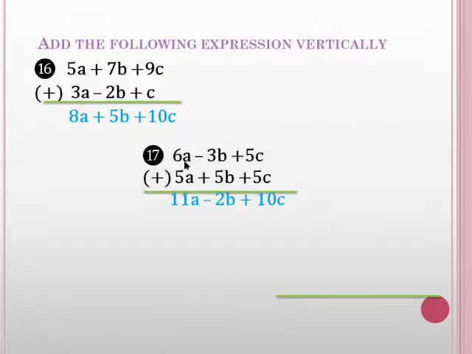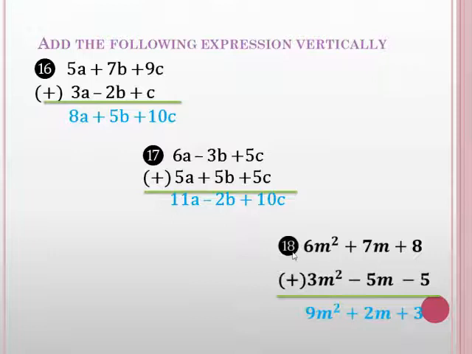In question number 17, here we have 6a minus 3b plus 5c, and the second expression is 5a plus 5b plus 5c. So here we add from the right side of our question: plus 5c plus 5c is plus 10c, minus 3b and plus 5b is plus 2b, plus 6a and plus 5a is equal to 11a.